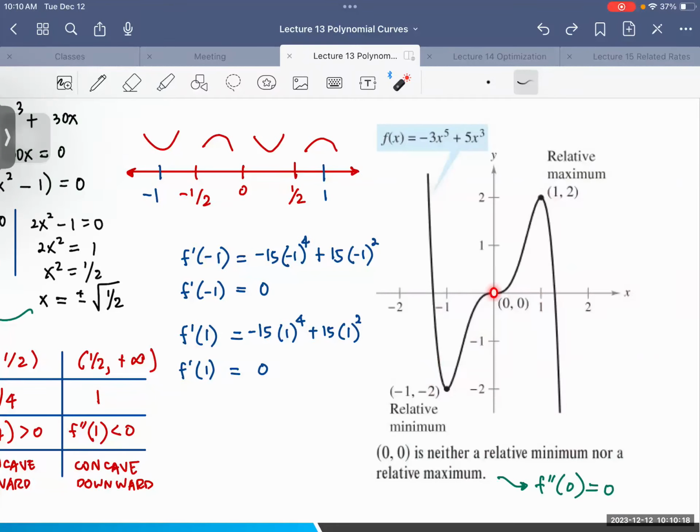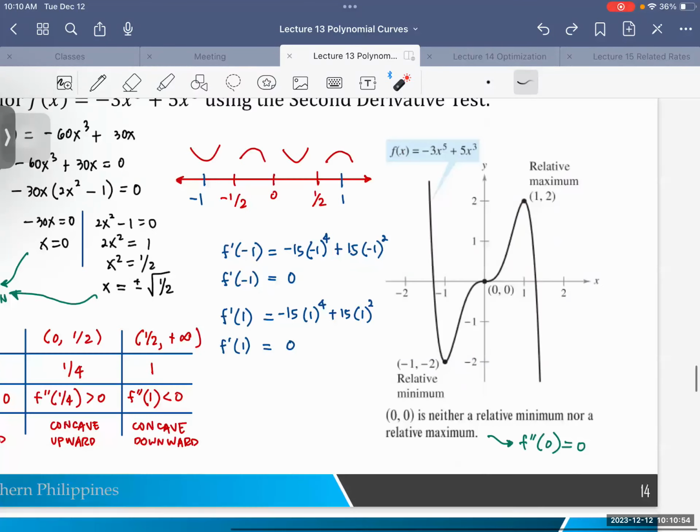So what is 0 here? Yes, it is a point of inflection, but it is neither a minimum nor a relative maximum. Your f double prime of 0 is also equal to 0. If you remember the first derivative test, an example is x cubed. It is neither a relative maximum nor a relative minimum, but the behavior of the graph changes. The derivative there is 0, but it is not a maximum or minimum.